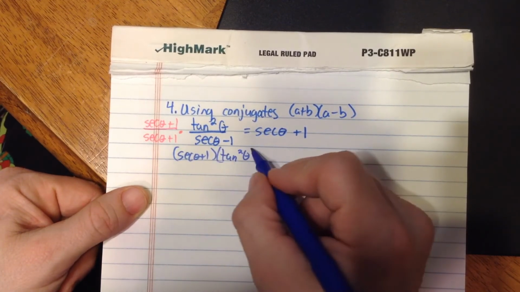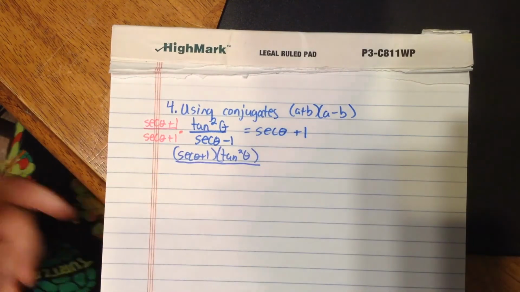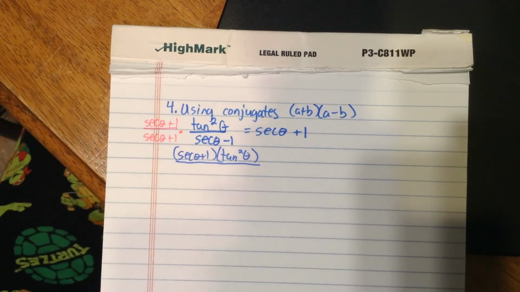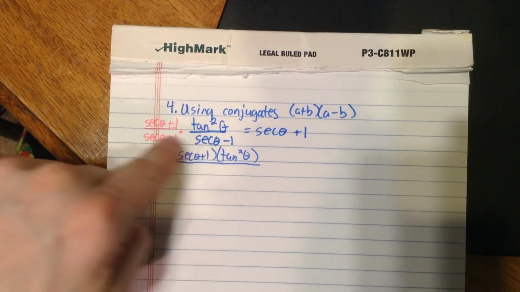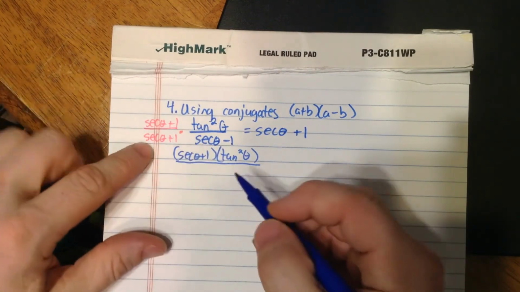But you're not going to distribute unless we have to at the end. If we don't know what else to do, we'll distribute it. But you typically don't want to do that at the top. But when you do the conjugates, you definitely always want to distribute. That's the whole point of this.